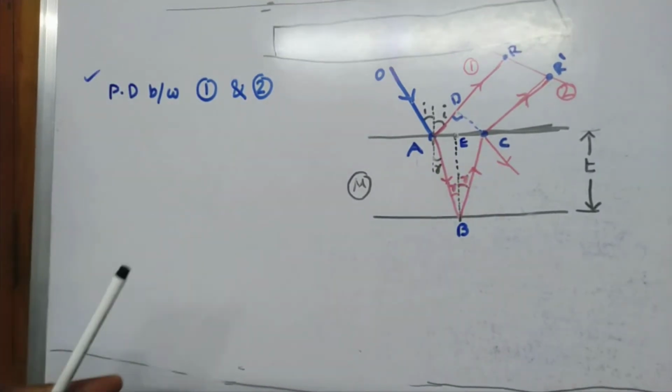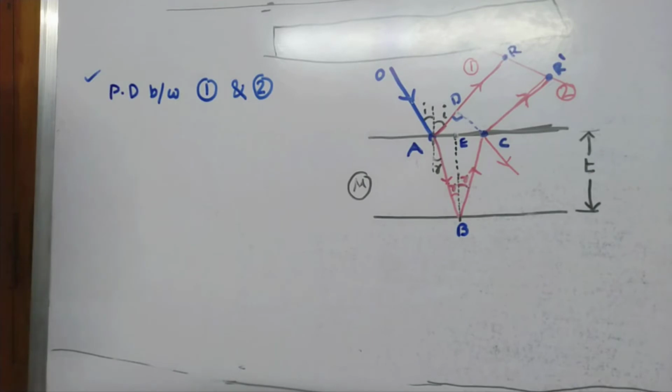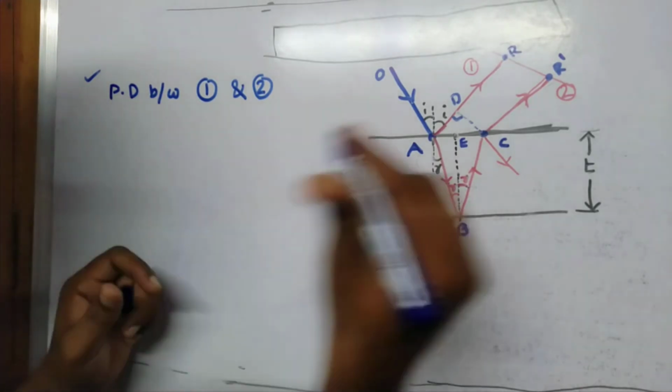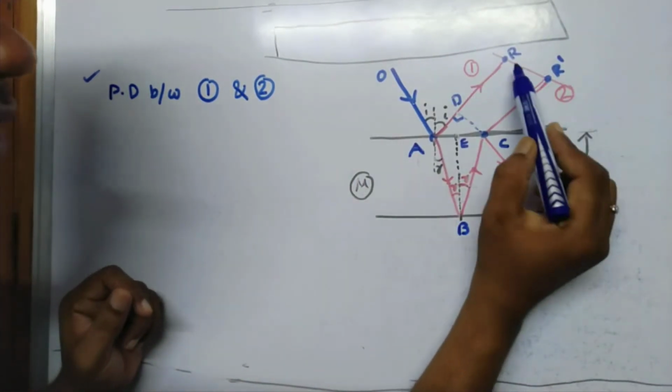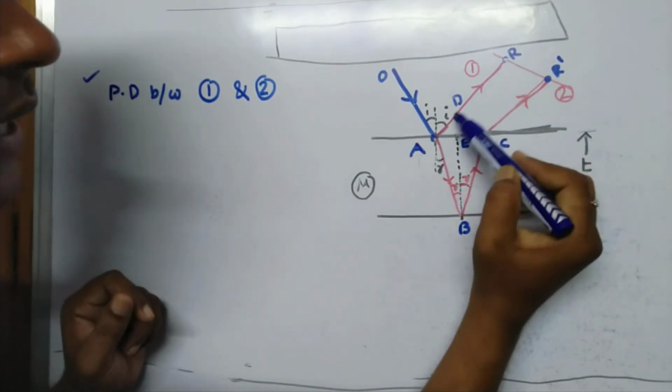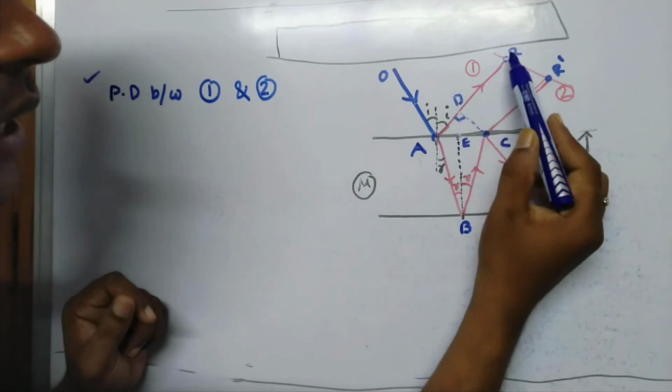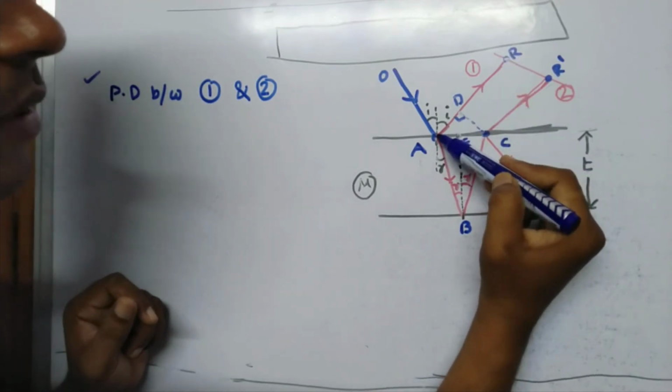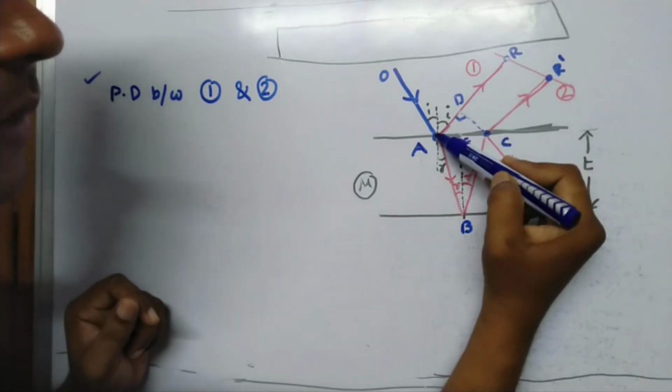So this is okay. Now what is the path difference between these two rays? That is our aim. Path difference means how far each ray is going to travel. For example, if you are looking from this point, where ray 1 is coming from, the path traveled by light ray 1 is from A to R.